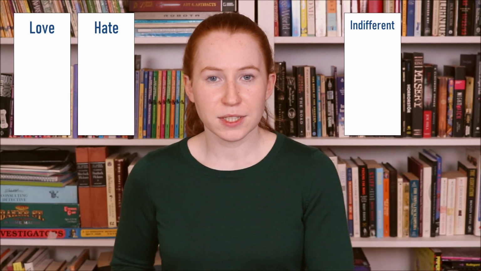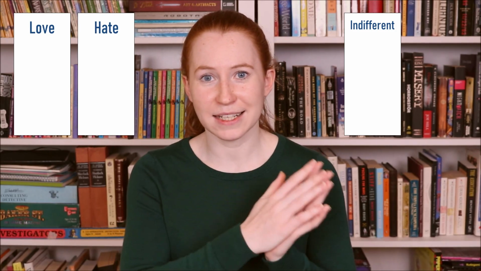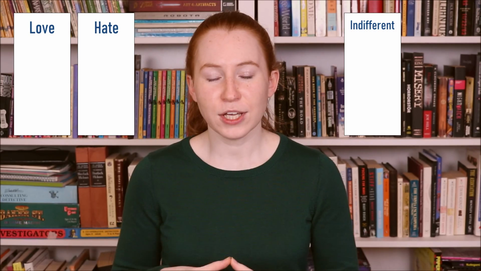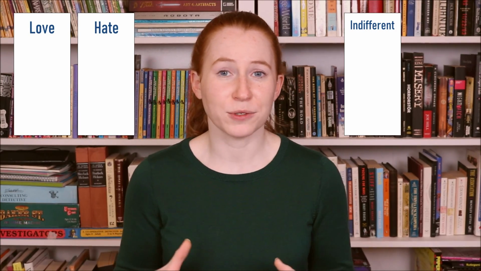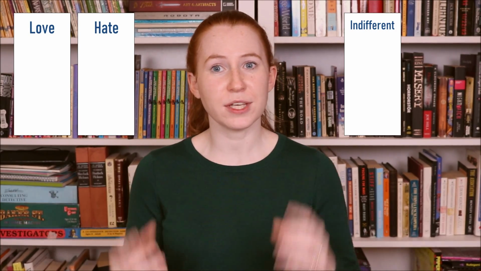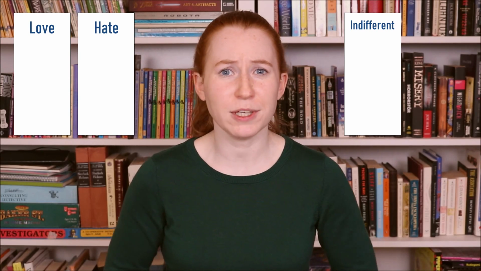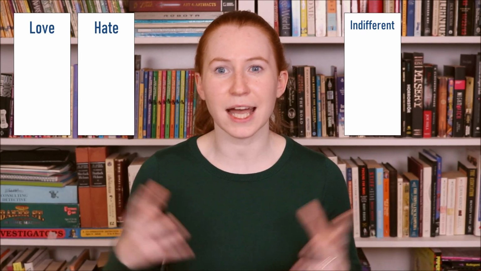Get out a piece of paper or open up a Word document and make 3 columns: love, hate, and indifferent. Then think about your novel and try to categorize the major elements. Start with the things that just pop right up into your head. So maybe you love the character arc. It's exactly what you wanted.